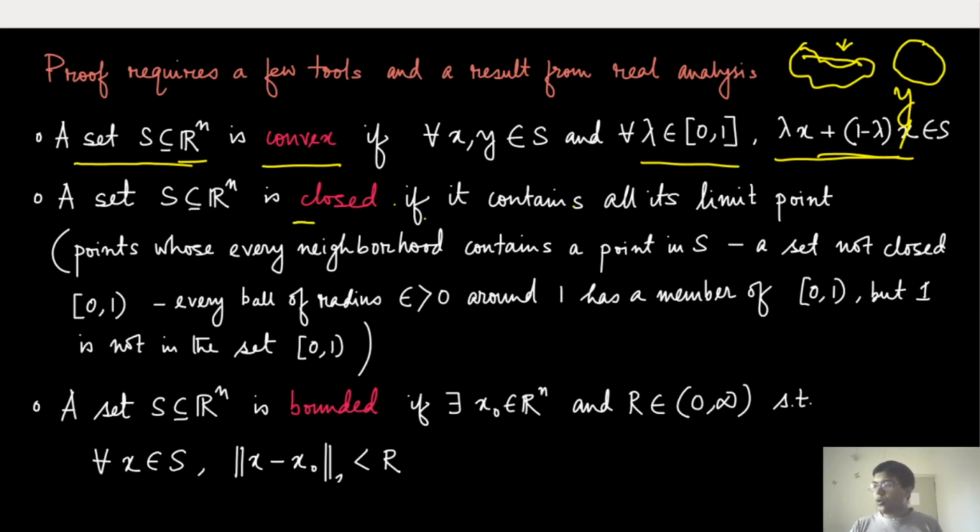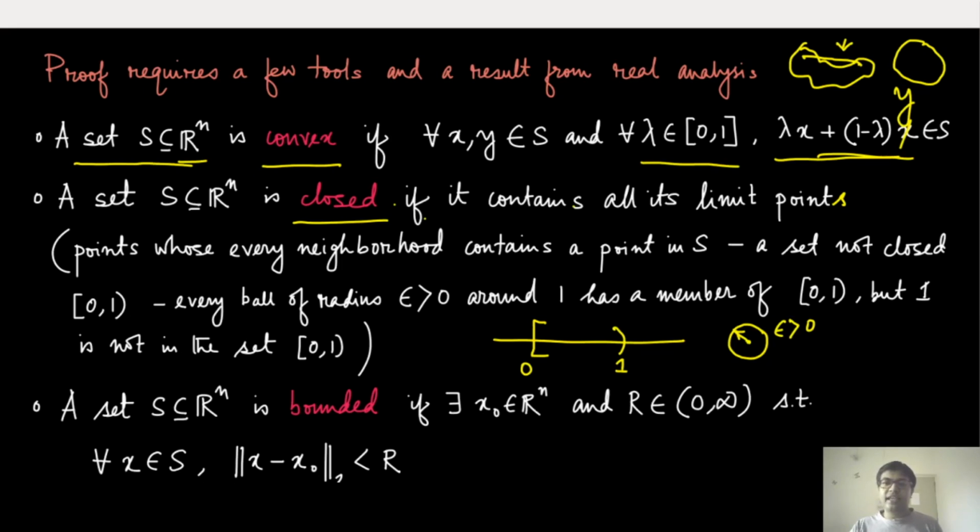Okay. So we call a set closed if it contains all its limit points. What does this mean? What is a limit point? These are points whose every neighborhood contains a point in S. Imagine, for instance, this example. You have a real line segment, and you are considering all the points from 0 till 1, but not including 1. If you look at the point 1, and you draw an arbitrarily small radius ball around it, where the radius is epsilon, and that has to be positive, that is what is meant by a neighborhood. So epsilon cannot be equal to 0.